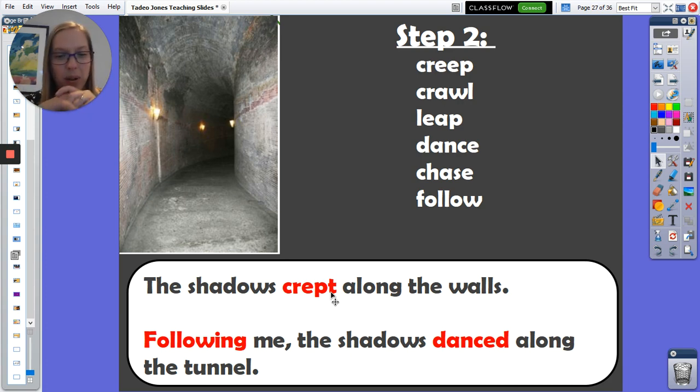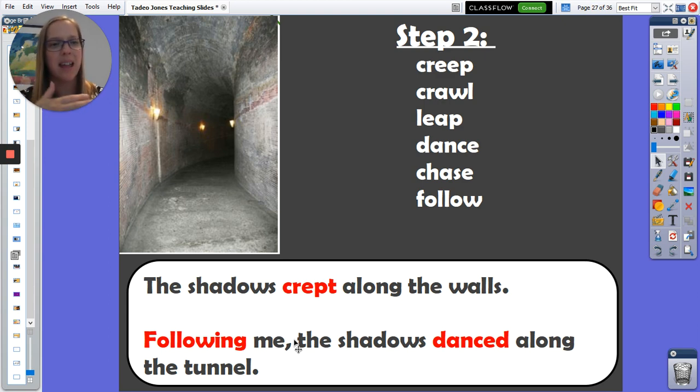Now, my next example is a little bit more advanced. Following me, the shadows danced along the tunnel. So the verb I've picked here from my list is dance. Again, I've turned it into the past tense because my writing was in the past tense. And I've also got follow. So I've put two together there. You can see my verbs are in red there. So I've got following me, then my noun, my shadows, danced along the tunnel.